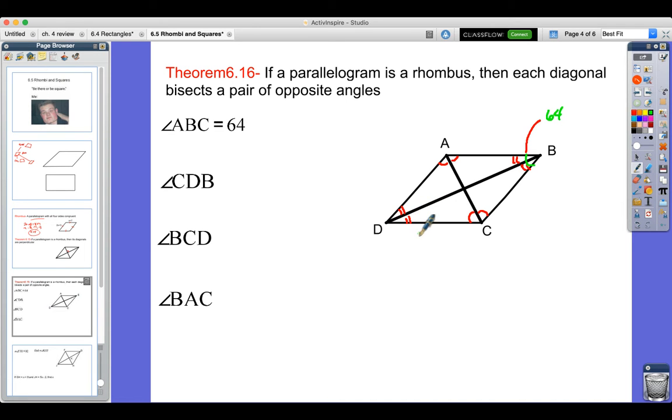So what is this angle right here? This little one right here. It's half of that. It's 32 because this whole thing is 64. That got bisected, making it 32. What about B, C, D? This whole thing right here. What is this whole thing right here?